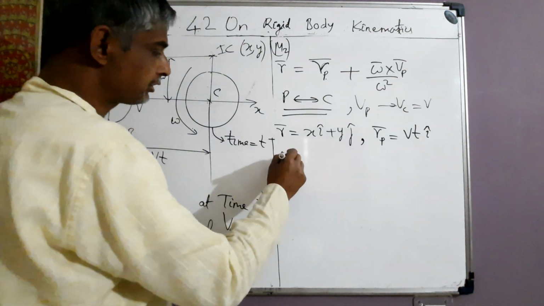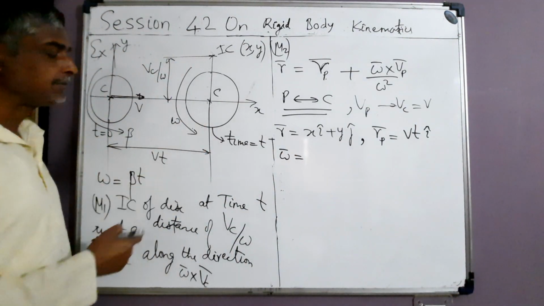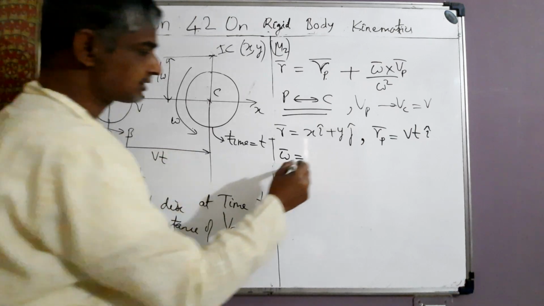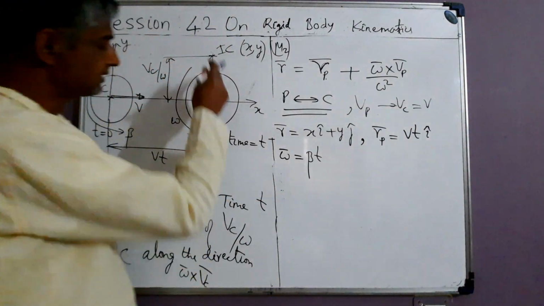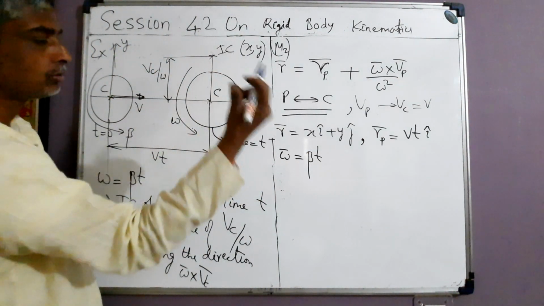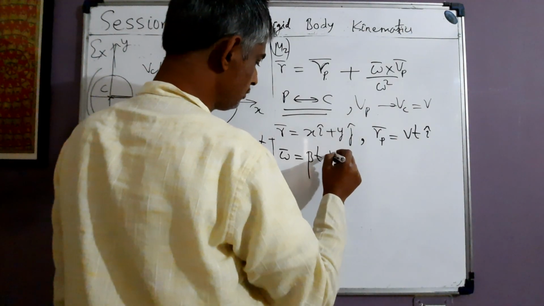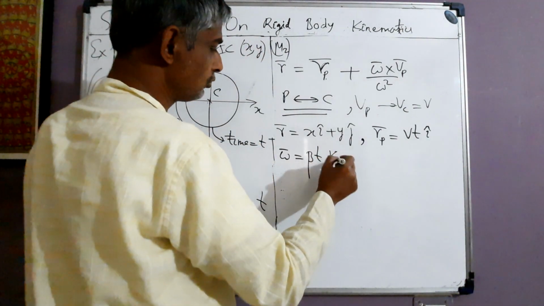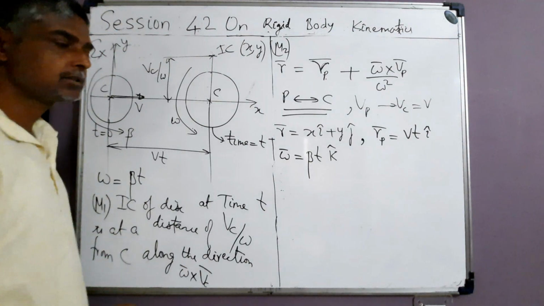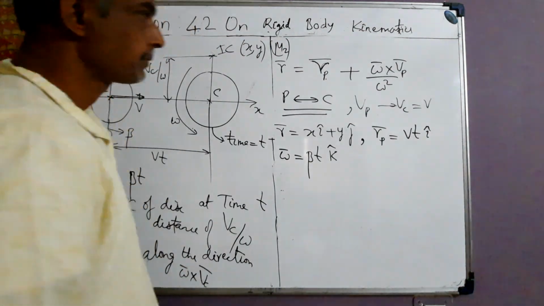And omega we have already known. Omega is the angular velocity of the disk at time t. The magnitude of omega is beta t, and its sense is anti-clockwise. So from the right hand thumb rule, the direction of the omega vector is normally outward. That is just equal to beta t k hat, where k hat is the unit vector along the z axis.